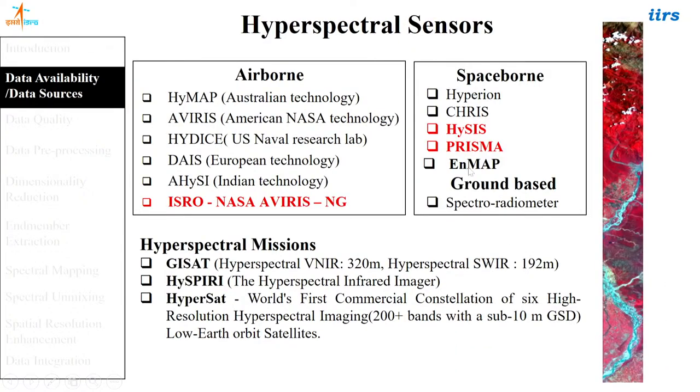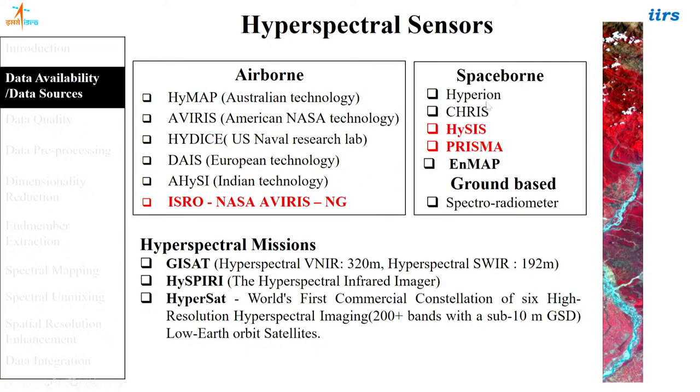Now coming to the different hyperspectral sensors. Hyperspectral sensors are categorized into airborne, spaceborne, and ground-based. Airborne sensors are HyMap, AVIRIS, HYDICE, digital airborne imaging spectrometer. There are many airborne hyperspectral imagers. ISRO and NASA collaborated, and the AVIRIS next generation mission was flown over various sites in India and has acquired data. So the datasets are available, you can use them for your applications.